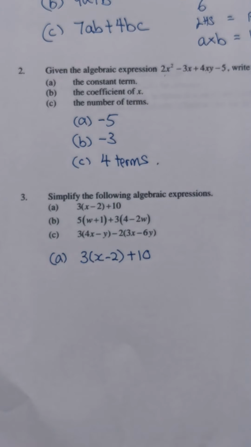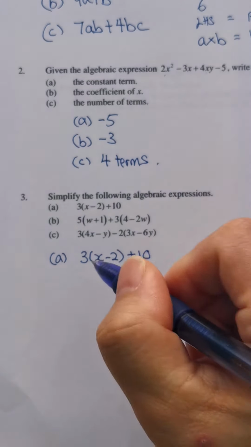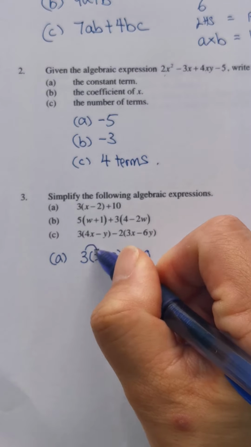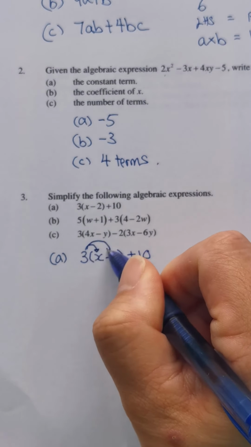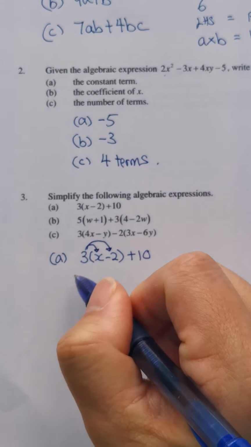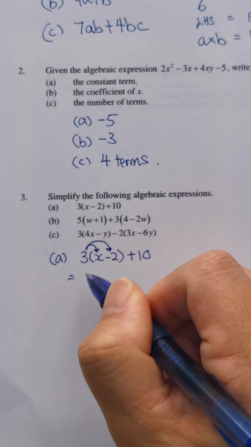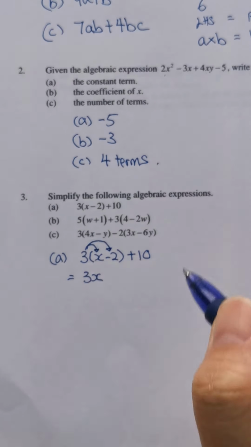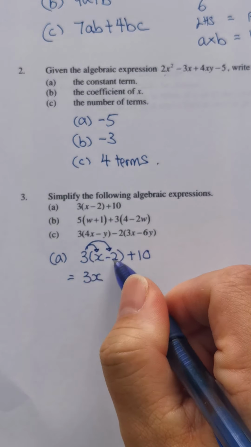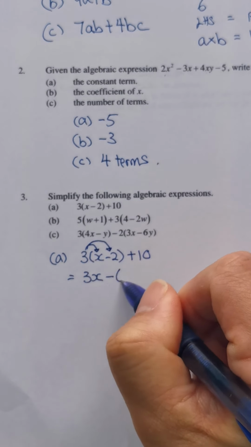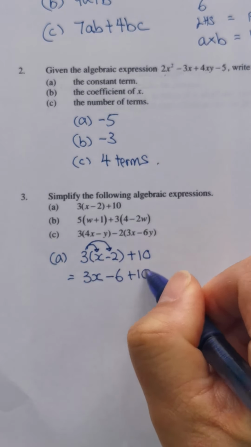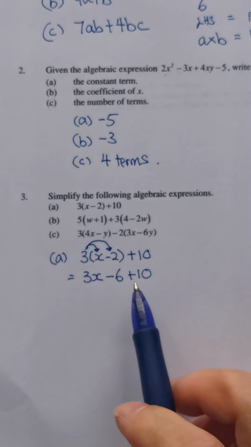We are going to apply the distributive law. In class we learned that you can draw the arrow first, and we know that 3 times x will give me 3x. 3 times -2 will give me -6, plus 10. When I mark your paper, many of you stop here, which is incomplete.